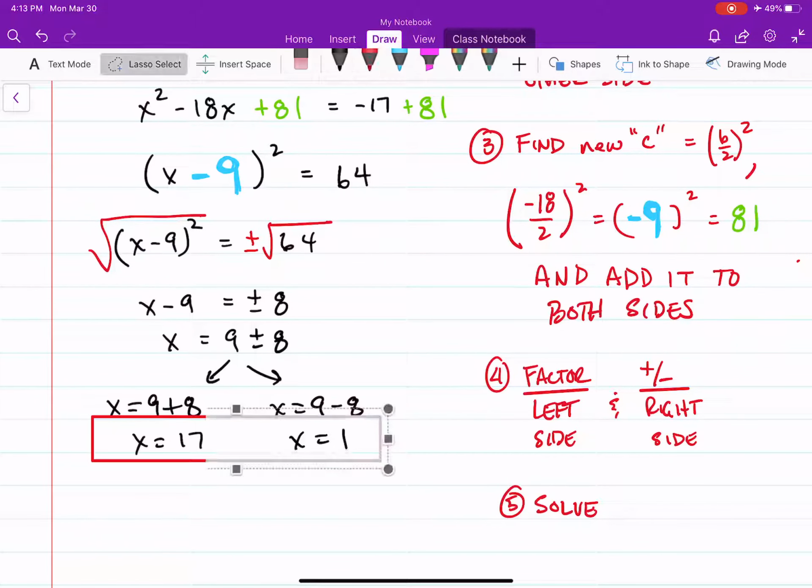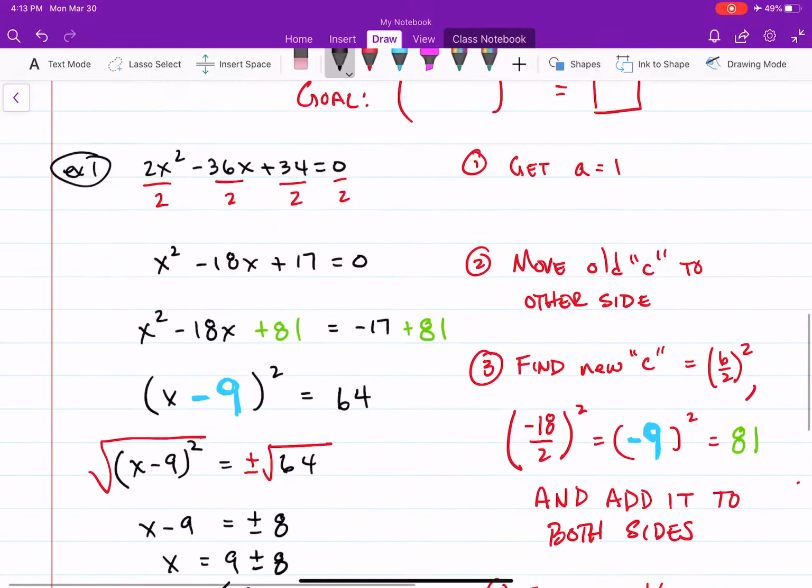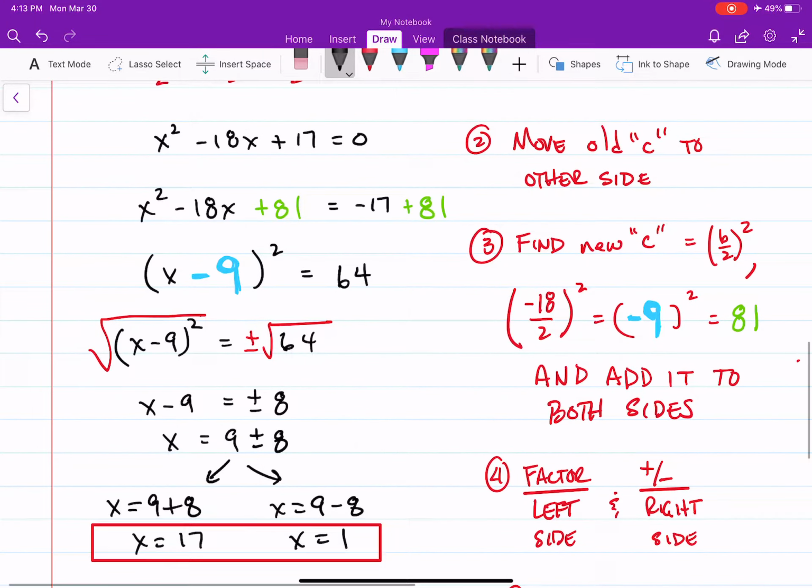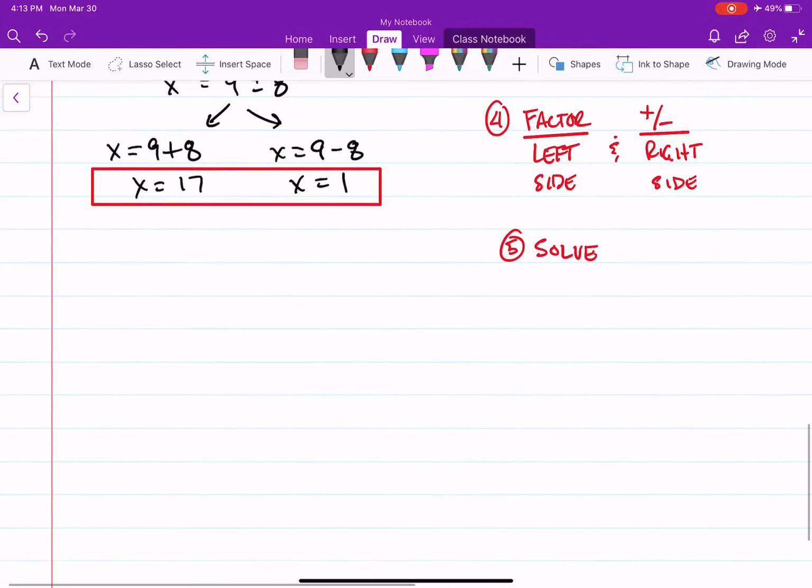There we go. Bring this down a little bit. There we go. All right. All right. So let's continue on and get to the second example.